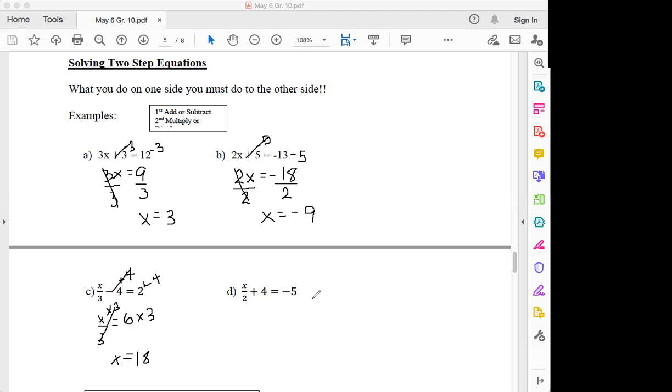Okay, and finally our last one. Again, our first step is to add or subtract. So we're going to subtract 4 on both sides because it's being added right now. That'll cancel that one out. Okay, so we've got negative 5 minus 4, which is negative 9. We're going to multiply both sides by 2 because right now it's being divided, which gives us negative 18.